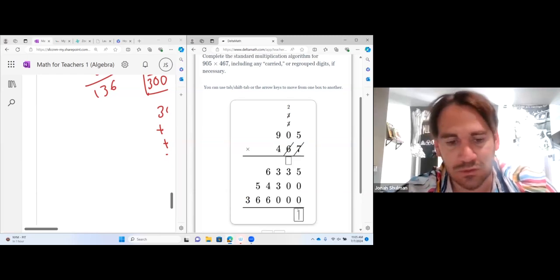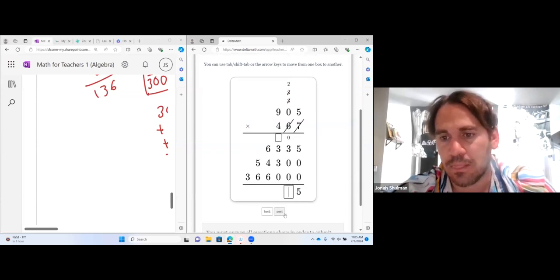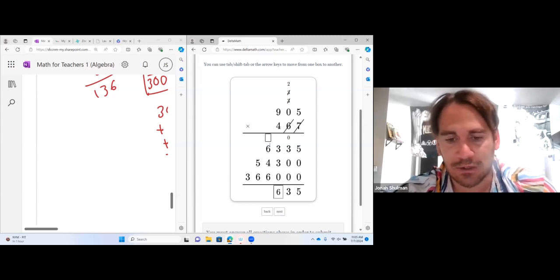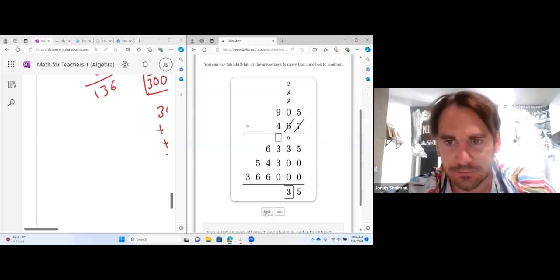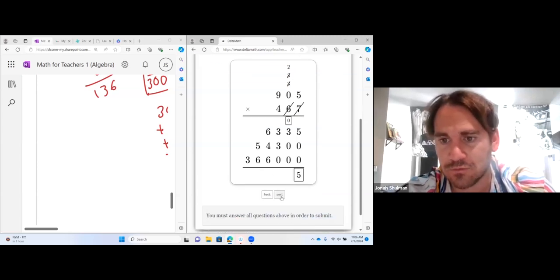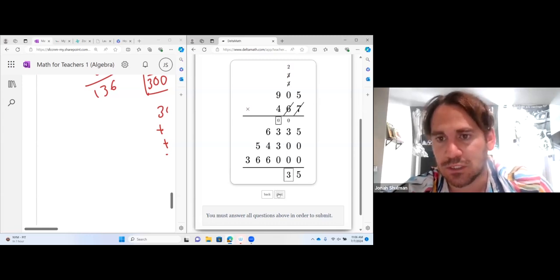5 plus 0 is 5. We didn't carry anything. 3 plus 0 is 3. 3 plus 3 is 6. We didn't carry anything. I didn't put a little 0 here, but that's okay. If you want to go back, you can. Oh, I went back too far. If you want to put the little zeros up there, you can.